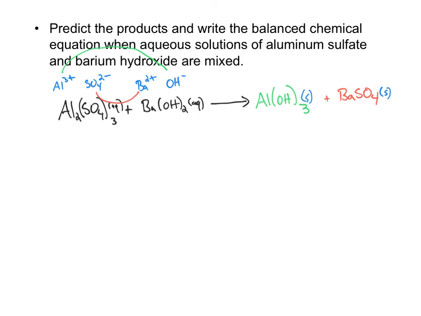And then to balance this, let's see, I want to balance the hydroxides first. And so I want to do a 2 and a 3. And then I think if I do a 3 in front of the barium sulfate, then the reaction will be balanced.